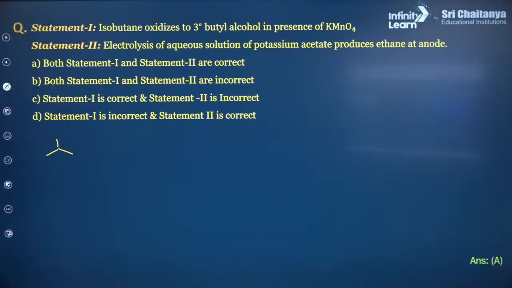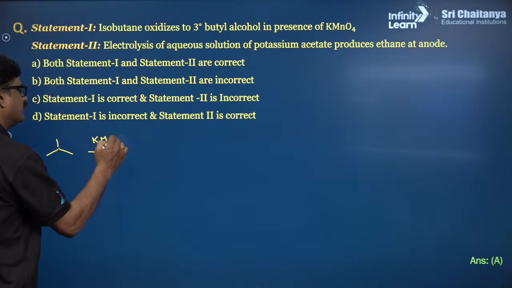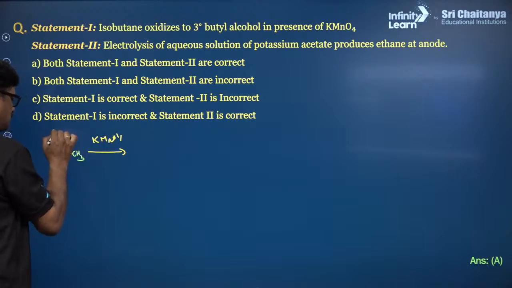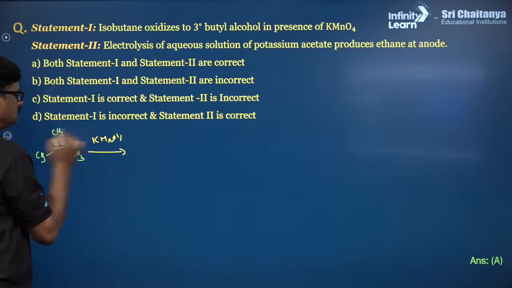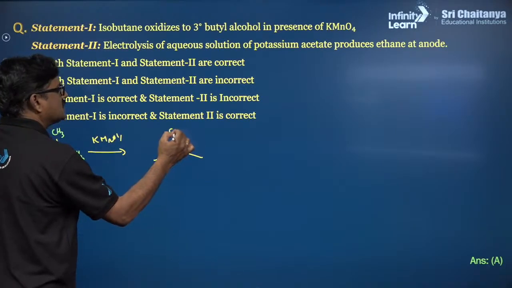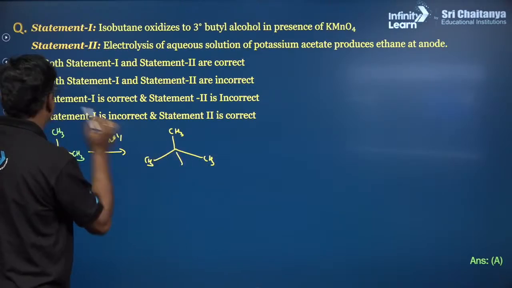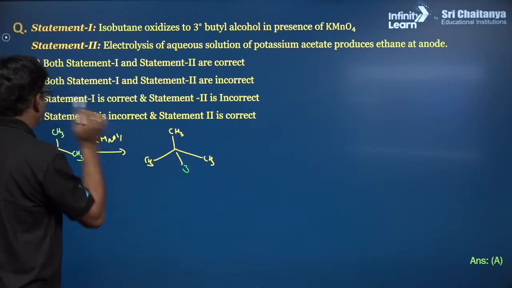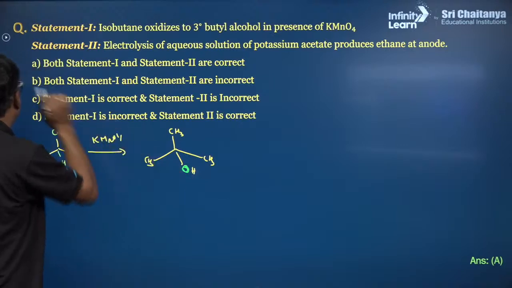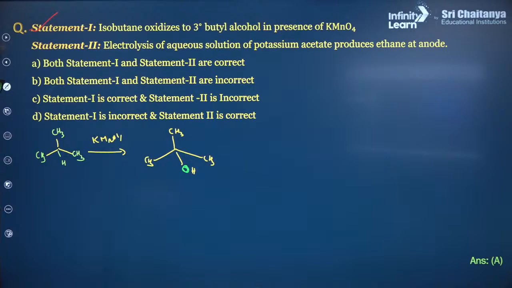This is your isobutane, and when it is treated with KMnO4, there is a hydrogen over here, you are going to get CH3, CH3 and CH3, and you are going to get an oxygen over here, and yes, it is tertiary butyl alcohol. This is a correct statement, Ajay.